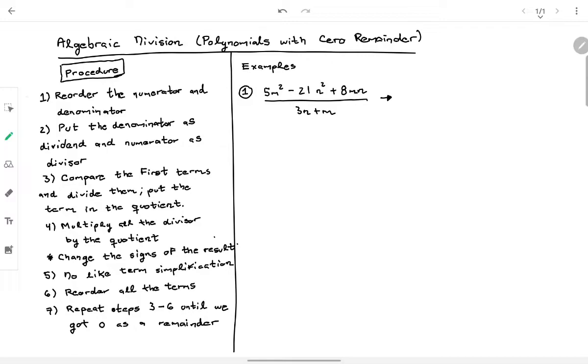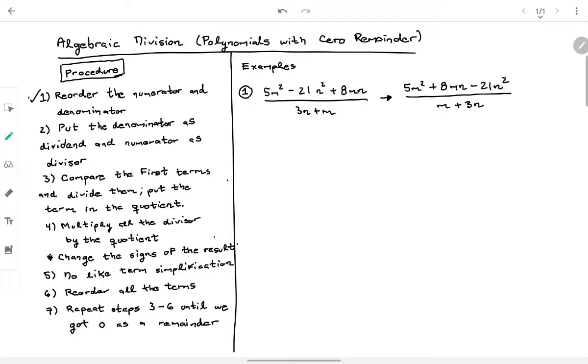So how do we reorder it? In this case, remember, because of alphabetical order, the top part must be 5m squared plus 8mn minus 21n squared, and the bottom part should be m plus 3n. So we have finished step number 1.